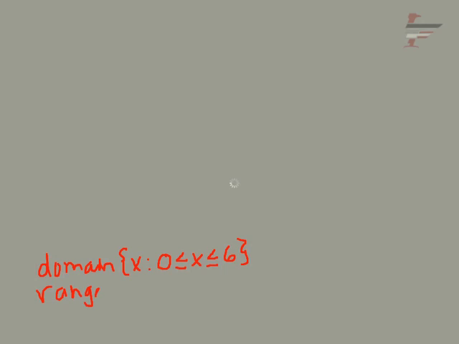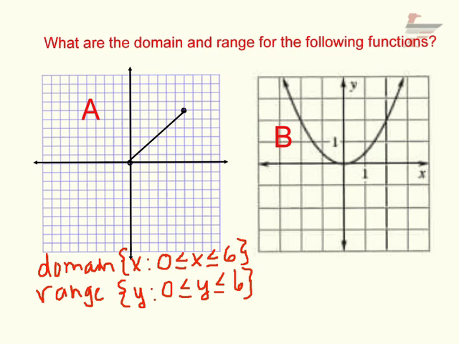The range is going to be the set of all y's such that 0 is less than or equal to y, which is less than or equal to 6. The domain for B is the set of all real numbers.